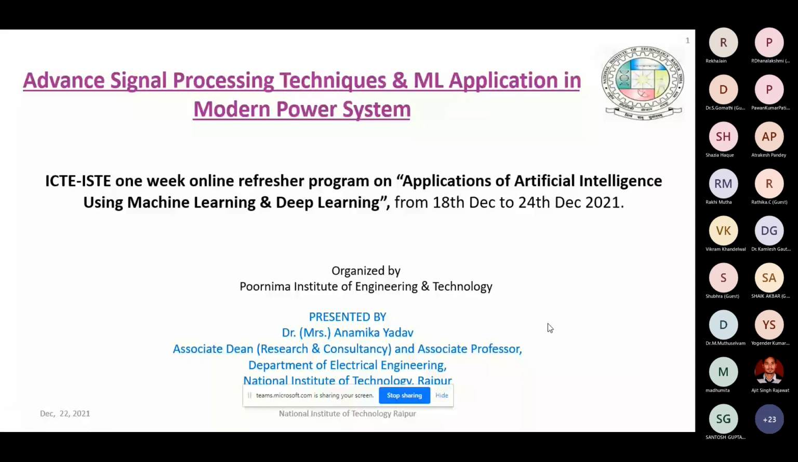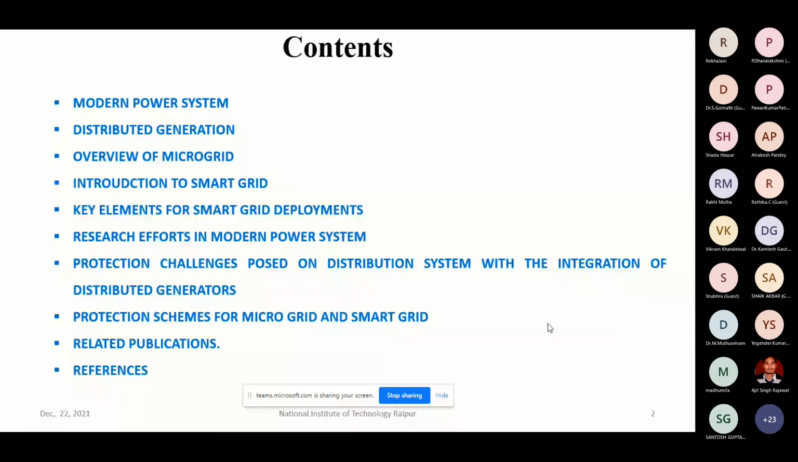So these will be the contents of my presentation. Modern power system, a slight introduction to the DGs, microgrid and smart grid terminologies, various key elements that have been done for deployment of the smart grid, and what are the research efforts in modern power system utilizing the advanced signal processing techniques, how the protection challenges are posed on the distribution system with integration of DGs, particularly based on renewable energy sources. To cope with these challenges, various protection schemes that can be proposed for microgrid and smart grid, and a few publications and references.